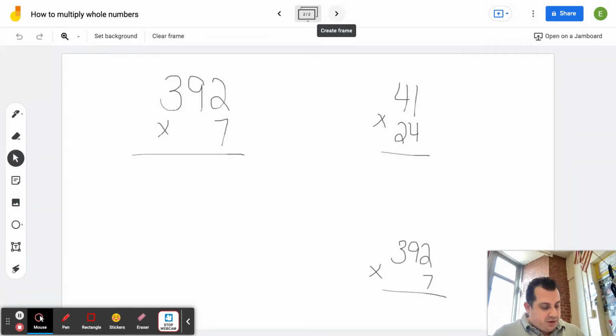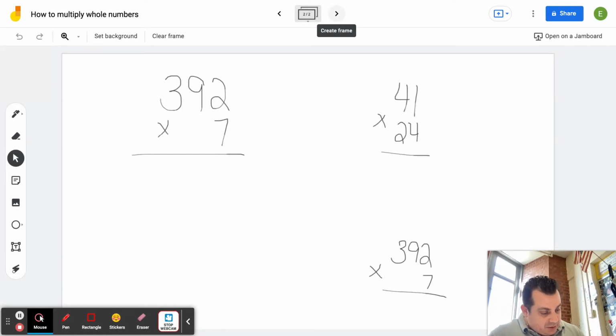So we know 392 is our first factor, and 7 is our second factor. So we're always going to start on the right-hand side. Here it's a single digit, so we're going to start with the 7 as our factor and multiply that by each digit in our first number.